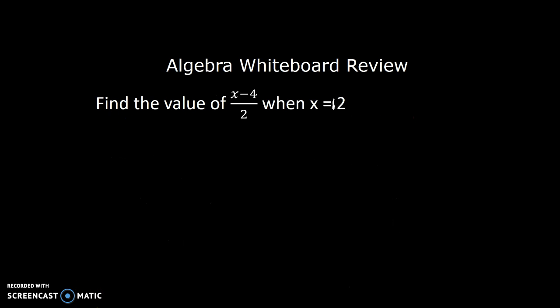All right, so another fun substitution problem. We're going to find the value of x minus 4 divided by 2 when x equals 12. So let's write our problem, and let's substitute in 12 for x. And then we're going to solve up here first. So 12 minus 4 is 8 divided by 2, and our answer is 4.